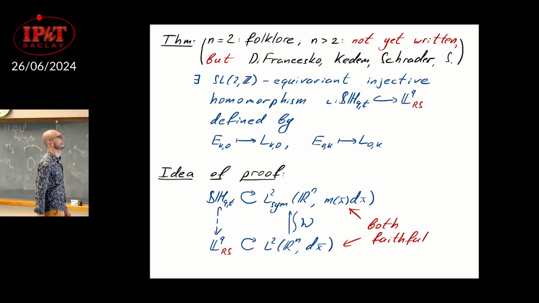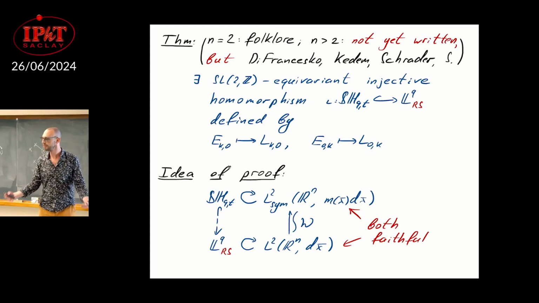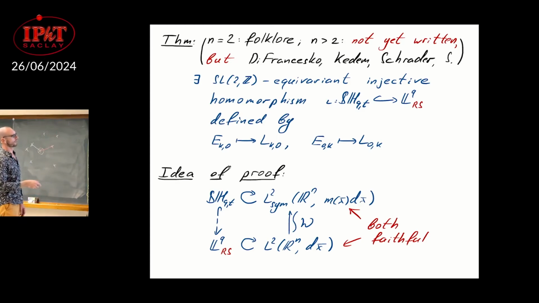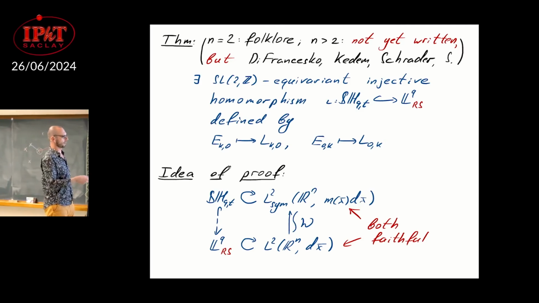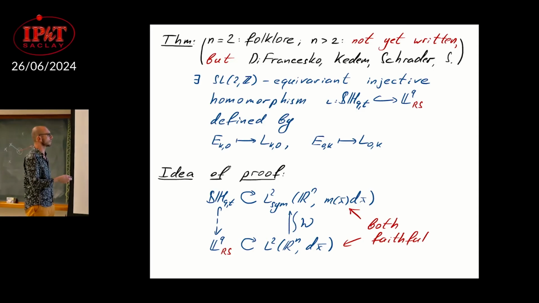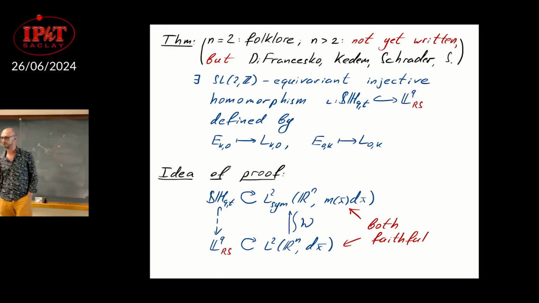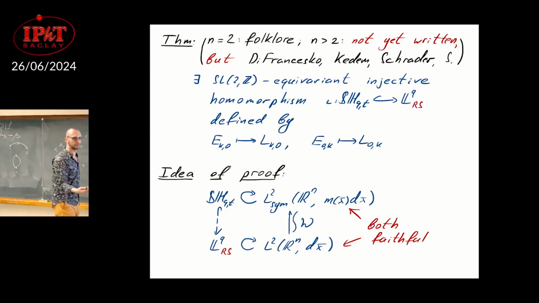Right? And what's the idea of the proof? So you have two algebras. First of all, what's the problem of constructing a homomorphism? Well, the problem is that in this algebra, you at least know the generators, but you don't know the relations. In this algebra, you know neither generators nor relations. It's a bit hard to construct maps between them. But luckily, you know faithful representations.